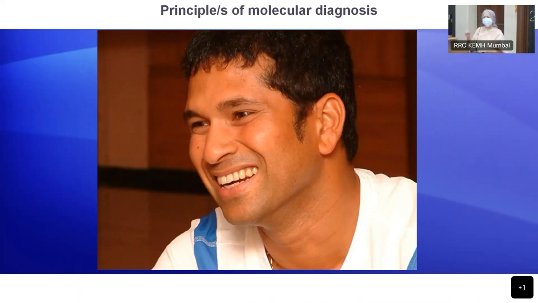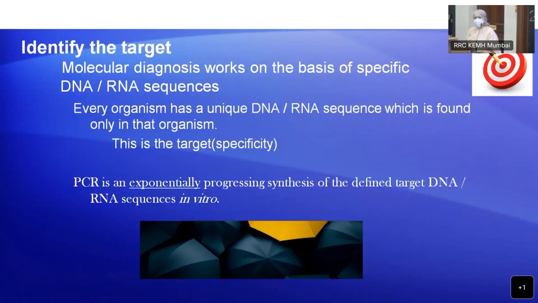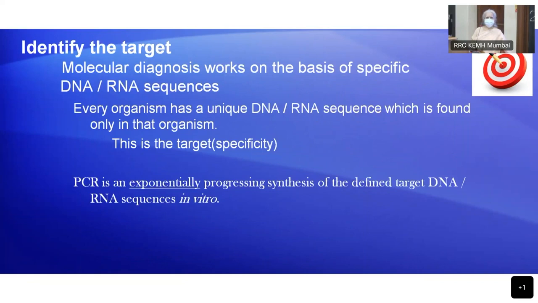we are looking for is something very, very unique for that organism, which is not present in any other organism, right? You have multiple black umbrellas, it's a single yellow umbrella, which can be easily recognized. The same thing as Sachin's smile. So this is called as the target.